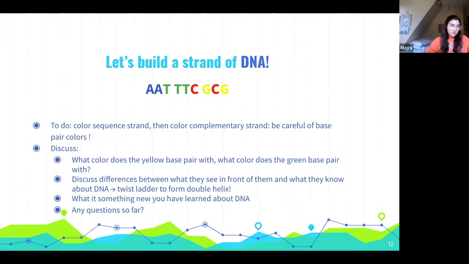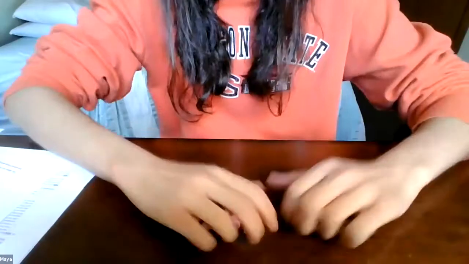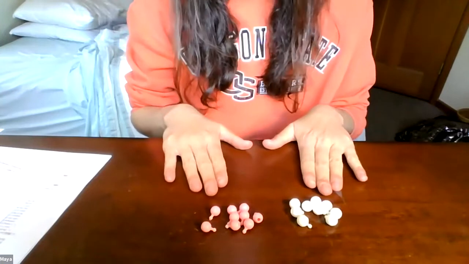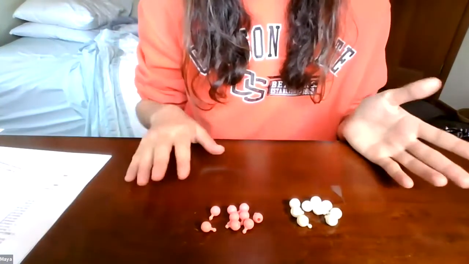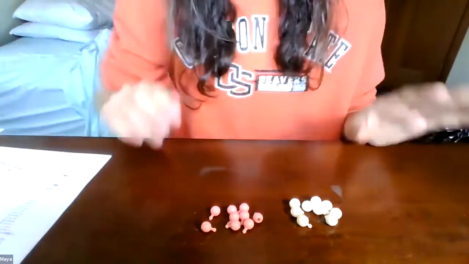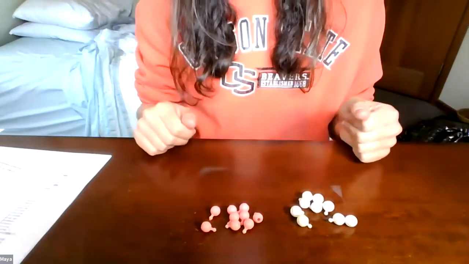And so to build that, first we need to make the backbone so that the base pairs have something to attach to. So if you want to pull out all your pink and white beads, we're going to make the backbone. Let's see. If you want to stop sharing, they might be able to see a little better if the screen is big. So yeah, so you're going to want to build the backbone. And to do this, we're going to want to build it long enough to fit all those letters, the A, T, T, T, C, G, etc. So you're going to want to have 9 white beads and 9 pink beads to build your strand long enough.